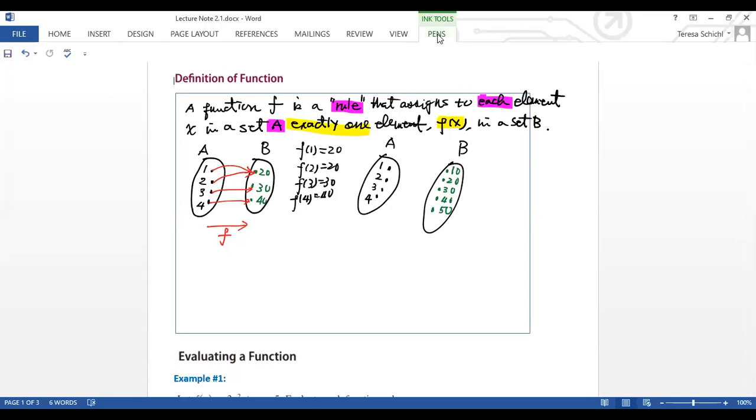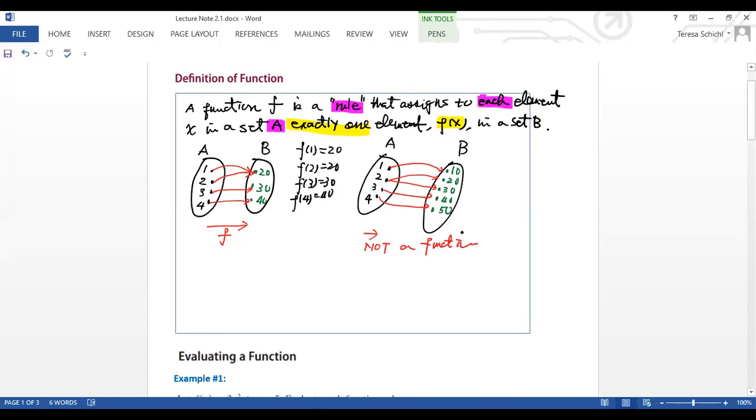Now if you say, okay, my 1 goes to 10, then my 2 goes to both 20 and 30. Then my 3 goes to 40, my 4 goes to 50. So from here to here, this is not a function.